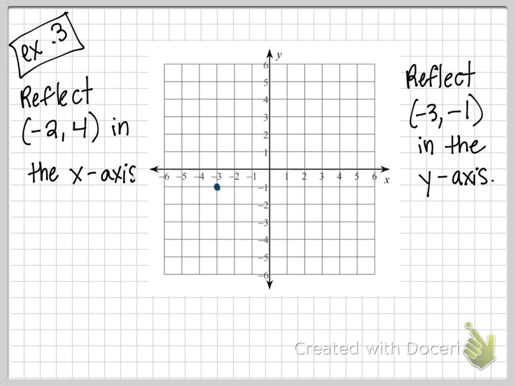All right. Let's plot and label (-3, -1). Okay, then remember we're doing the y-axis, so we're basically folding along the y-axis. Where would our new point end up? Perfect. Very good. What are the coordinates of this new point, Dylan? (3, -1). Perfect. So we took the opposite of the x, but the y stayed the same when we reflected it in the y-axis.